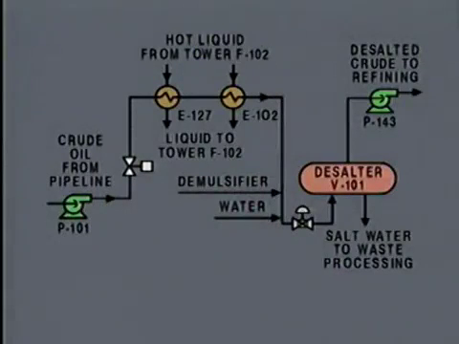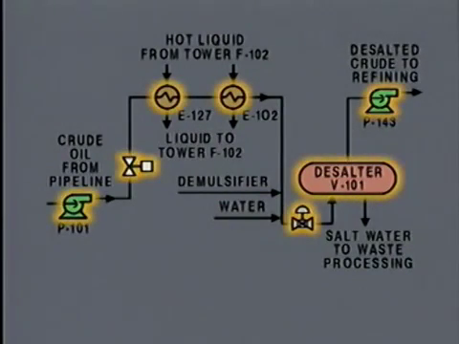This is a flow diagram of a crude oil desalter system. This system contains components that work together to remove salt and other impurities from crude oil. We'll use the diagram as we trace the flow path of the oil through the system. The symbols on the diagram can be compared to the actual equipment in the plant.